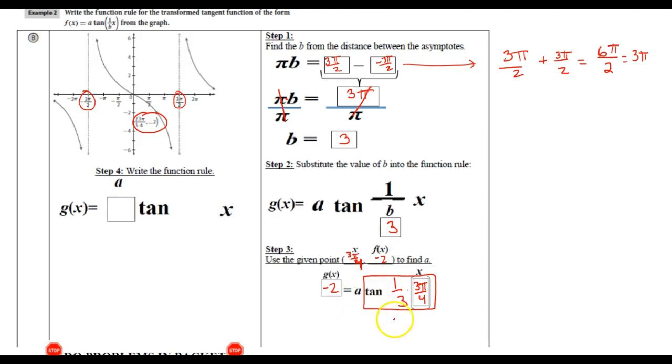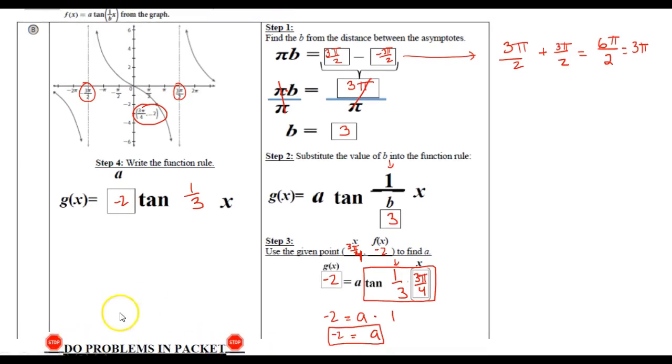All right, so that's 1 that we found on the last page. A times 1 equals negative 2. All right, well, what's A times 1? A. So that means my A value is negative 2, and my B value is, just like it shows here and here, 1/3.